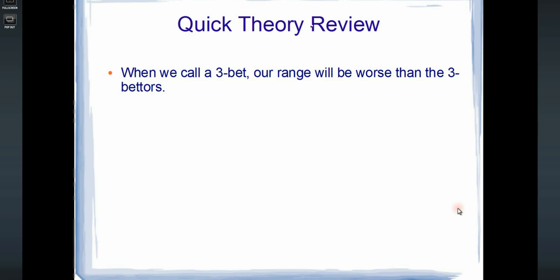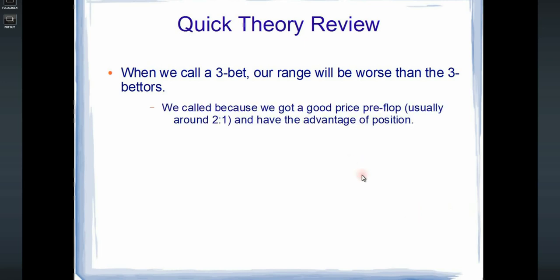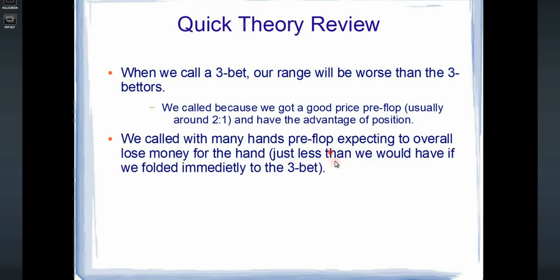Quick theory review. When we call a 3-bet, our range will be worse than the 3-better's. We called because we got a good price preflop, usually around 2-to-1, and have the advantage of position. At least in this example, we have the advantage of position, so we're assuming the 3-bet came from the small blind or the big blind. We called with many hands preflop, expecting to overall lose money for the hand, just less than we would have if we immediately folded to the 3-bet.